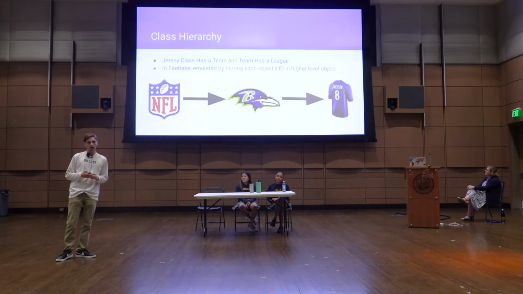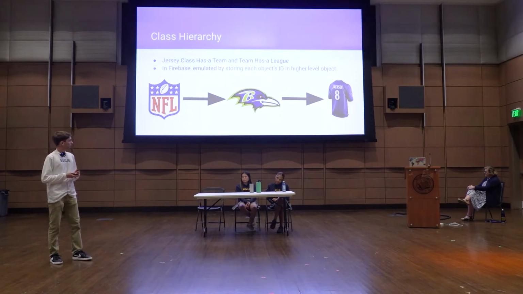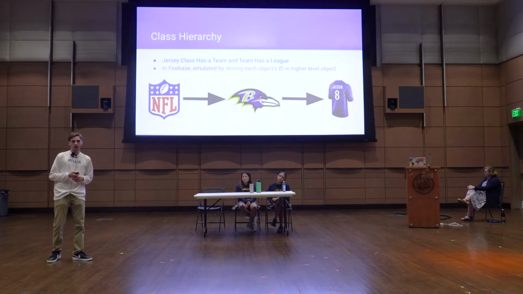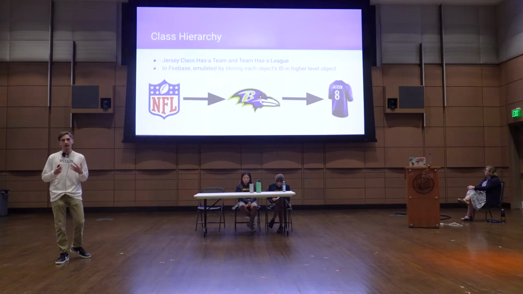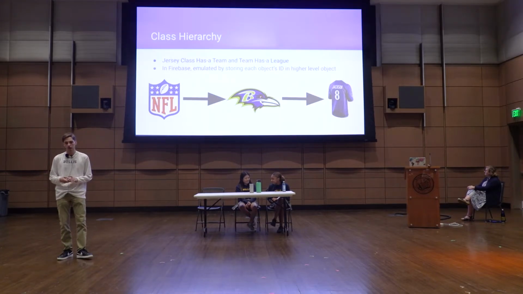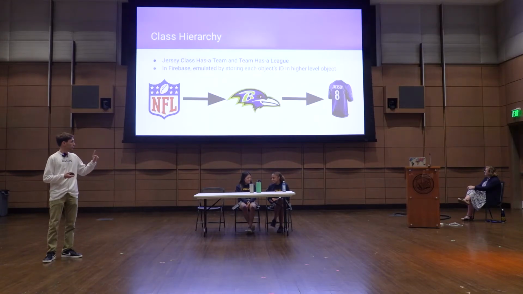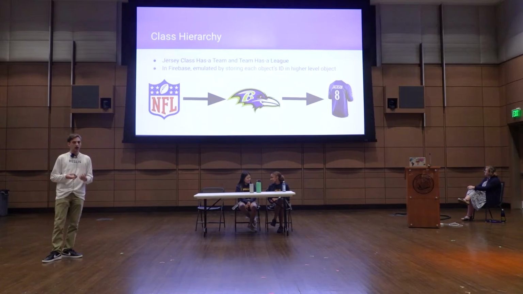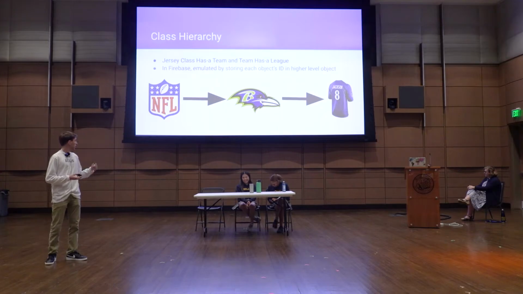So here's my class hierarchy. This is how I basically designed my app. So there's a jersey class, which I was talking about a little earlier, that has a team class within it, which then has a league class. So in Firebase, I did this by storing the object's ID in the higher level class. So with the example here, if you're looking for a Lamar Jackson jersey, once you create the Ravens object, you will store that ID in the jersey object in Firebase, and the NFL ID in the Ravens object.